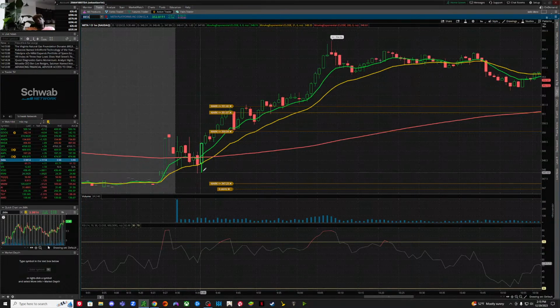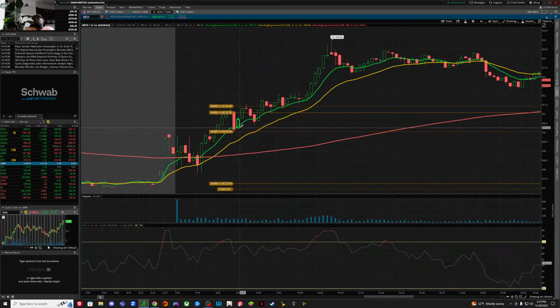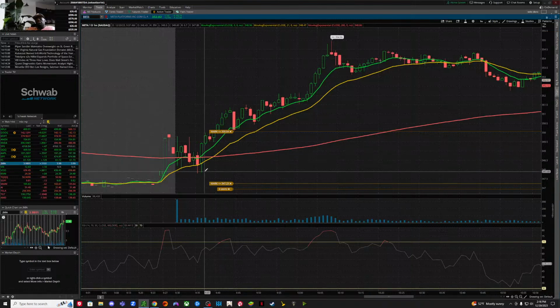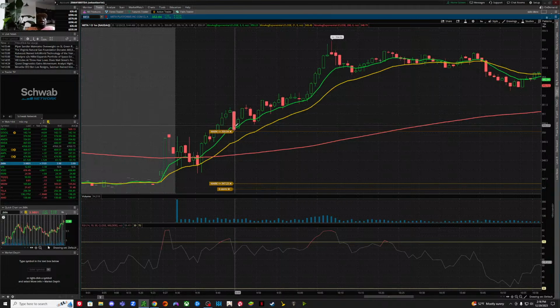Then Meta runs $7. $7 to the north. If you are in this Meta play from right here, when it turned green, you made some bread. Even if you stopped right here at 351, that's a $4 push. That's a $4 push. You're good. But if you rode it out because it stayed above the 90 MA and you rode it all the way up to right here, oh man, you were making some money.